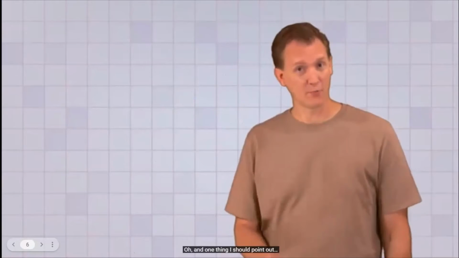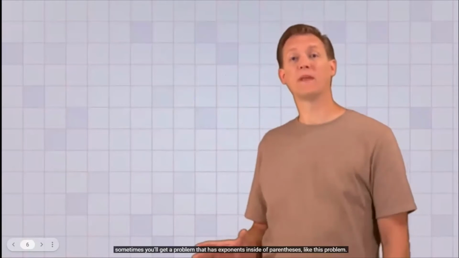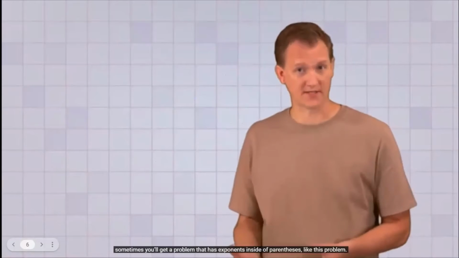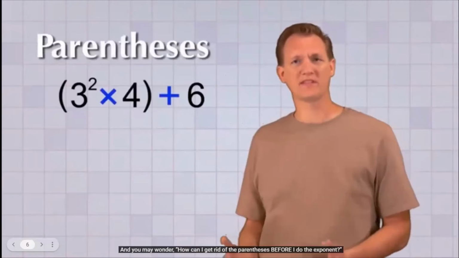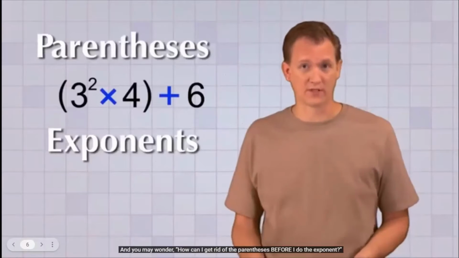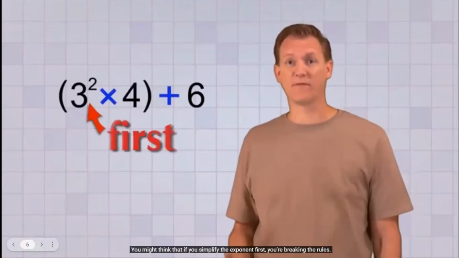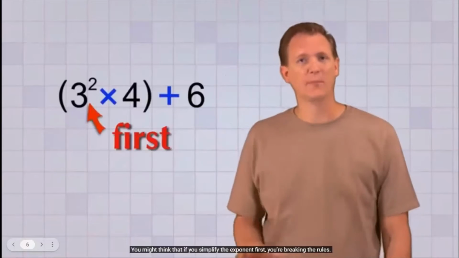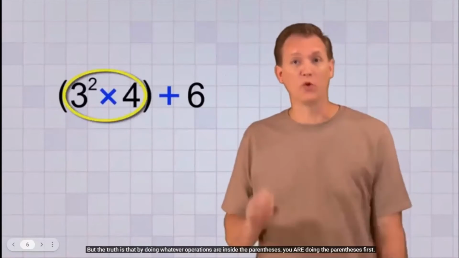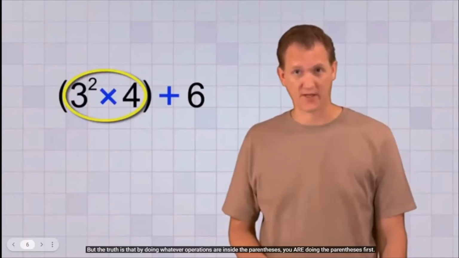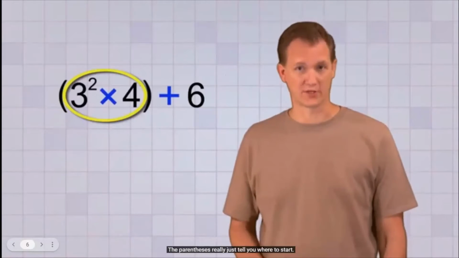Oh, and one thing I should point out. Sometimes you'll get a problem that has exponents inside of parentheses, like this problem. And you may wonder, how can I get rid of the parentheses before I do the exponents? You might think that if you simplify the exponent first, you're breaking the rules. But the truth is that by doing whatever operations are inside the parentheses, you are doing the parentheses first. The parentheses really just tell you where to start.